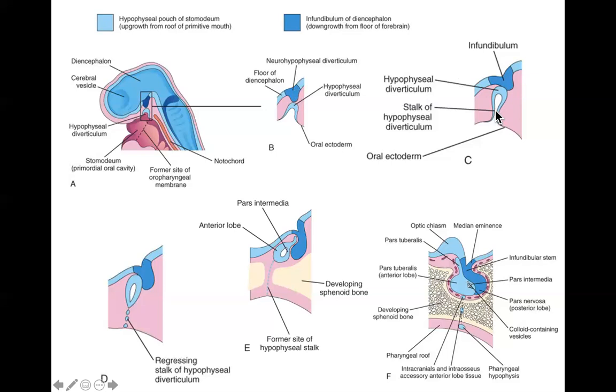As the stalk of the hypophyseal diverticulum gets pinched off, it's going to regress. Now, there are these little leftover bits. For purposes of the class, we are just not going to worry about them. They don't do anything that's important to us, okay? But there are little bits of tissue left over from this regression.